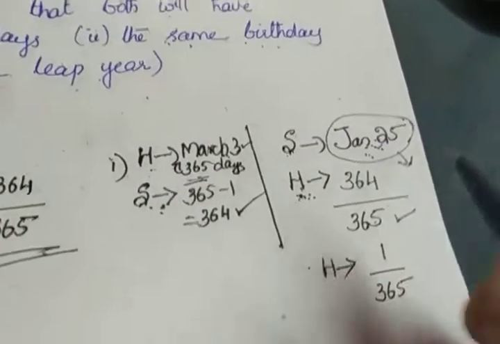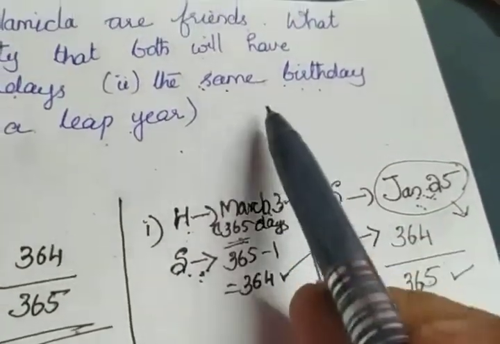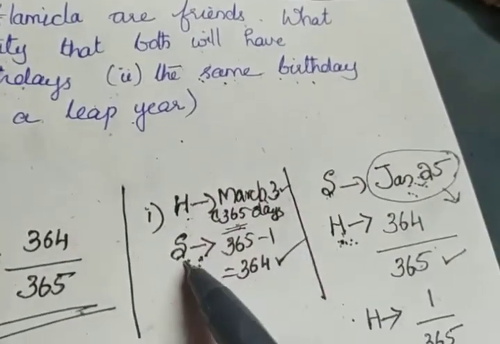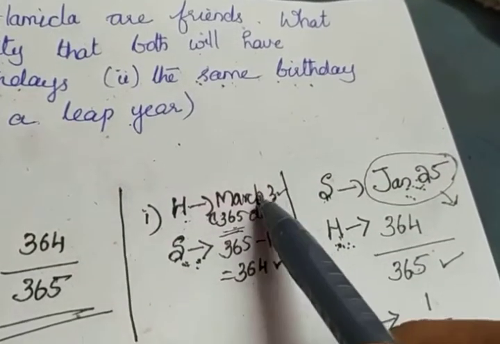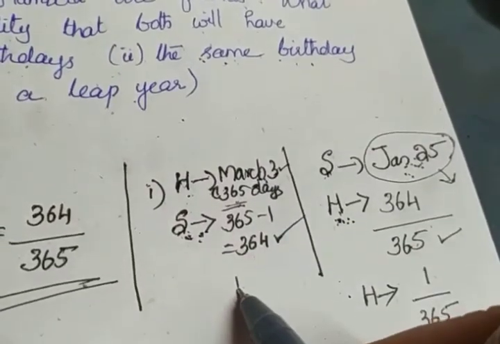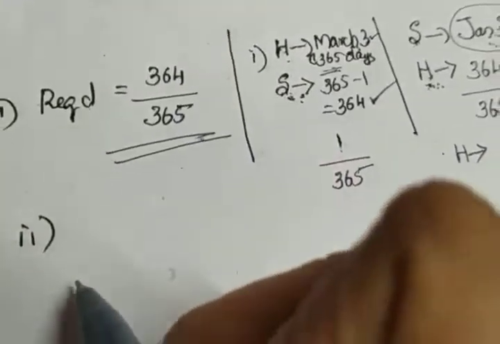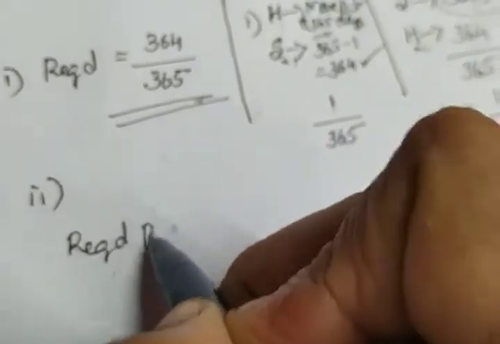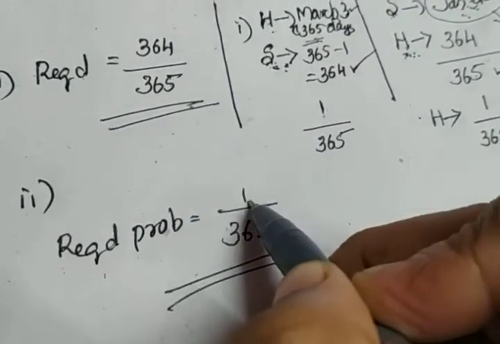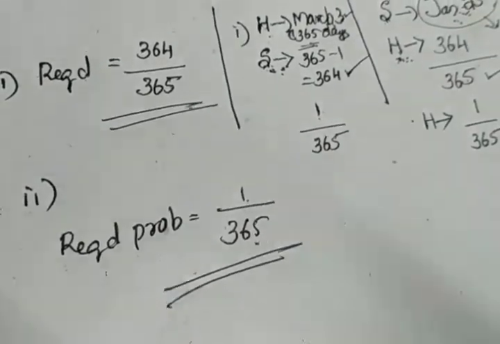365. For the next example, suppose Hamida is celebrating her birthday on March 3rd. In the second part, we have to find the probability that they are celebrating it on the same day, isn't it? So Savita's birthday also must be on March 3rd. If they both have to celebrate it on March 3rd, the number of favorable days will be 1 divided by the total number of days, 365. So for the second part, the required probability will be equal to 1 divided by 365. Only on one day they both can celebrate the same day as their birthday, and 365 is the total number of days.